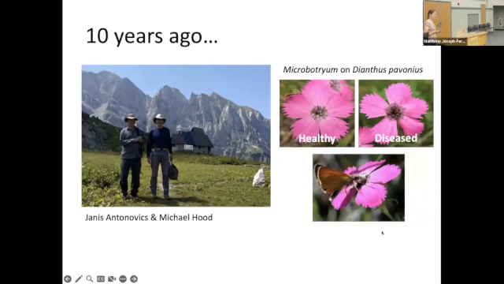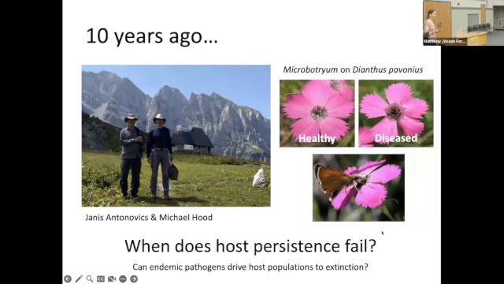And one of the first questions that I got involved in with this was asking, well, when does host persistence fail? And can disease actually drive populations to extinction? So is this a general rule that hosts can always persist in the face of disease? Or can we actually find examples where the disease can really drive extinction? And I just want to highlight a few points why we think this is important.